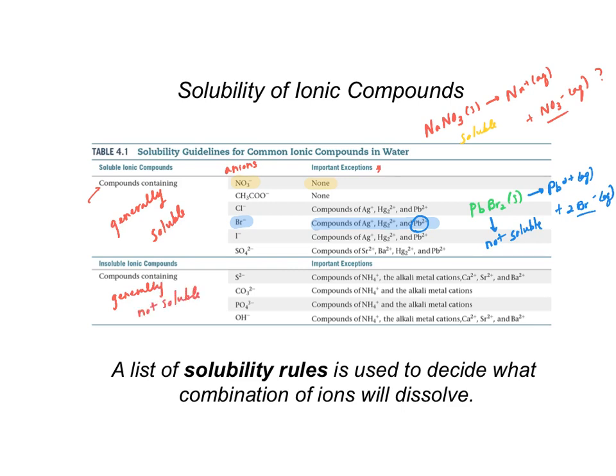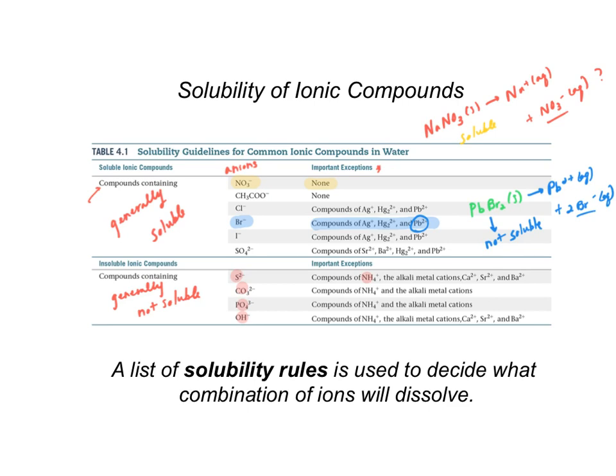And the exceptions, so they give you the various anions that we're dealing with. And so the exceptions over here are going to be whether or not, if it's paired with one of these exceptions, then the thing will actually be soluble. But if it is not, then these guys tend to be insoluble things, right?